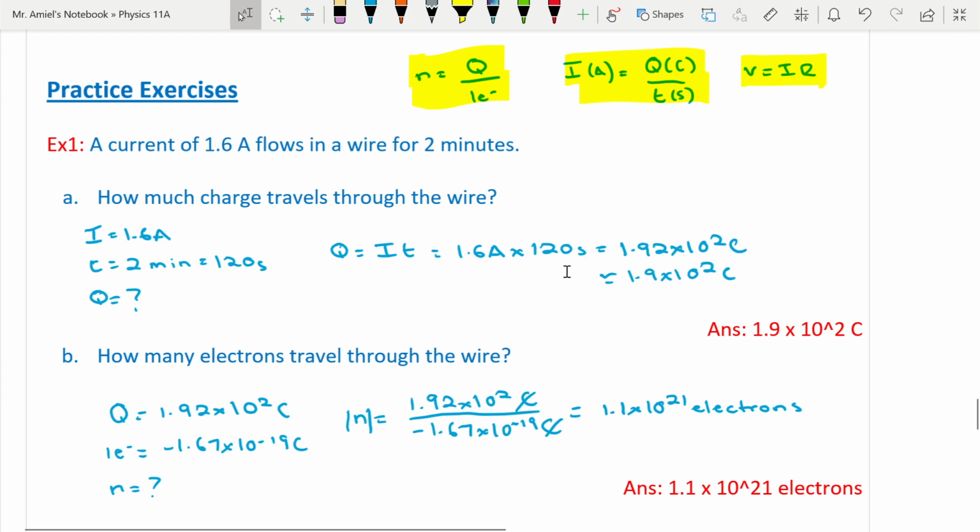And that is going to leave us with 1.92 times 10 to the 2 coulombs. Rounded to significant figures, we've got 1.9 times 10 to the 2 coulombs.